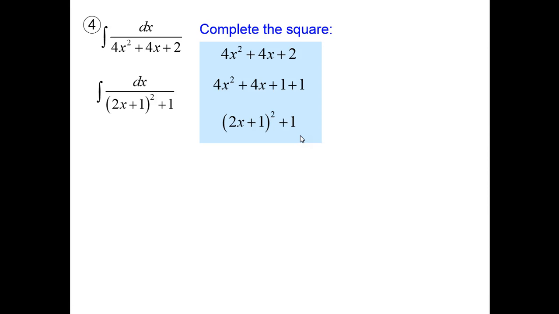So if we go back and replace our integrand with this new expression, we get this. And just like in the last example, I did a little u substitution just to make the work look a little neater on my page. So I let u equal 2x plus 1. So I get an expression of 1/2 in front of the integrand.